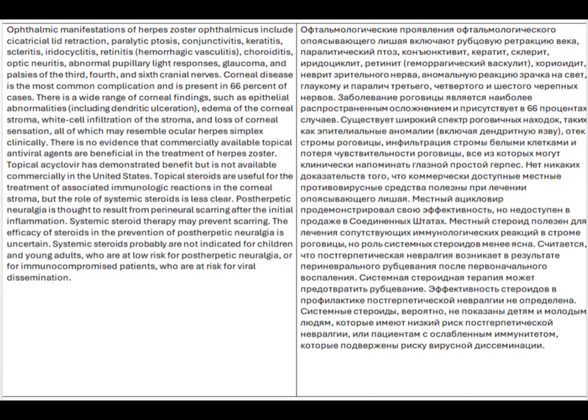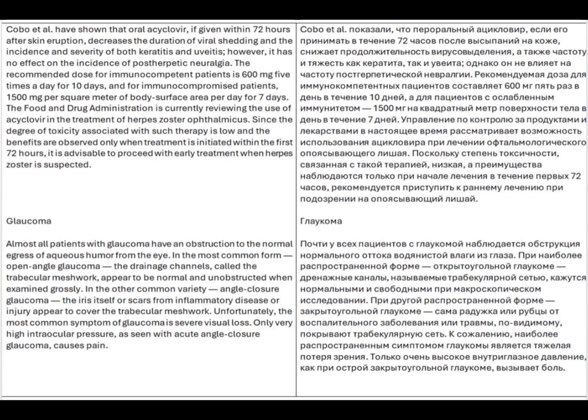Systemic steroids probably are not indicated for children and young adults, who are at low risk for postherpetic neuralgia, or for immunocompromised patients, who are at risk for viral dissemination. Cobo et al. have shown that oral acyclovir, if given within 72 hours after skin eruption, decreases the duration of viral shedding and the incidence and severity of both keratitis and uveitis. However, it has no effect on the incidence of postherpetic neuralgia.